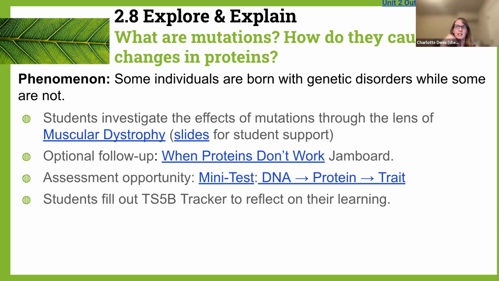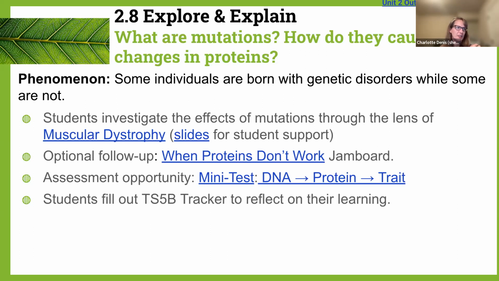Because the key piece that the performance expectation is trying to address is that when there are mistakes, when there are mutations in DNA, that's going to have an effect on protein function. So this is really more the meat. We get them where they need to be to understand that genes connect to protein function. And here's the applicable skill, which is recognizing what happens when those proteins are not working correctly.